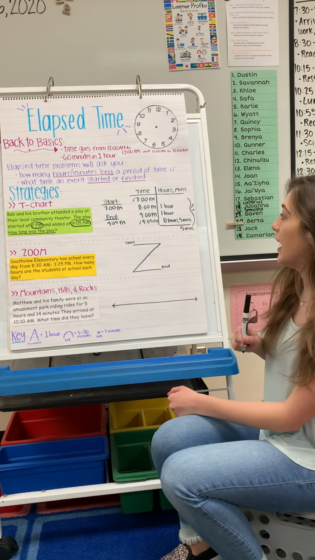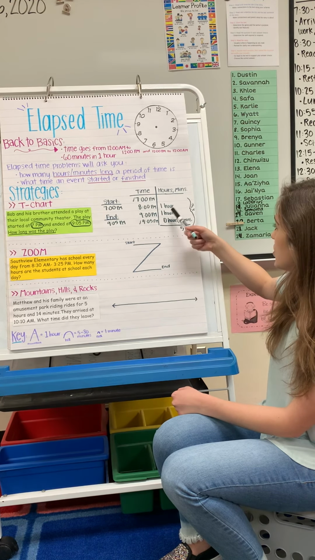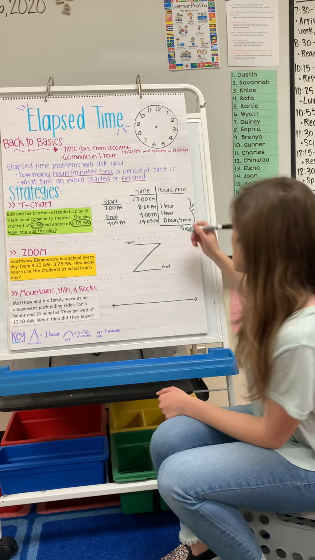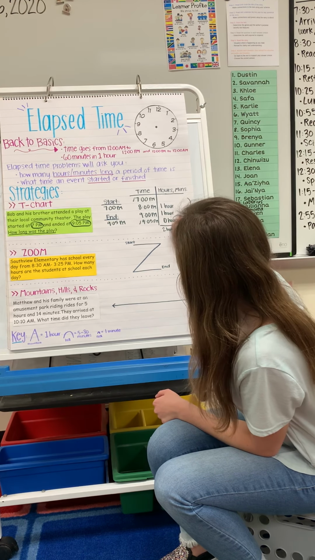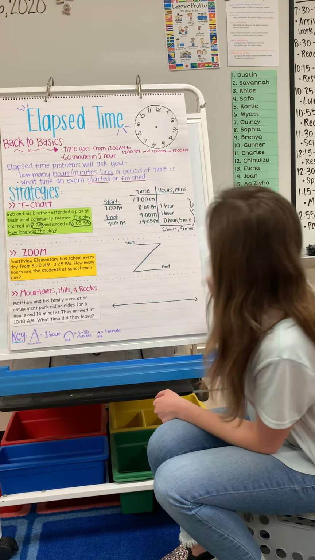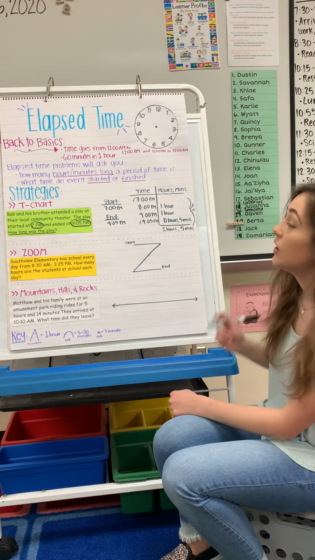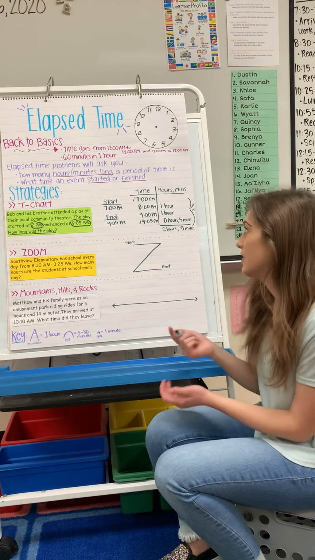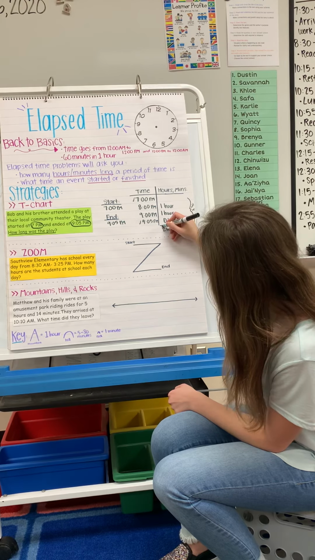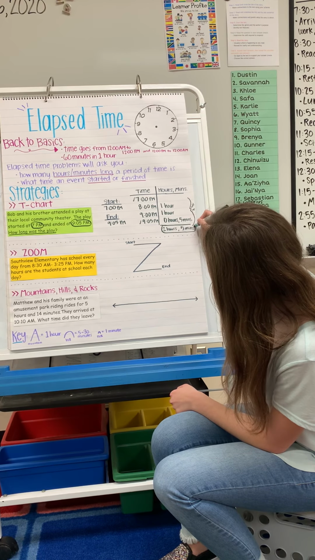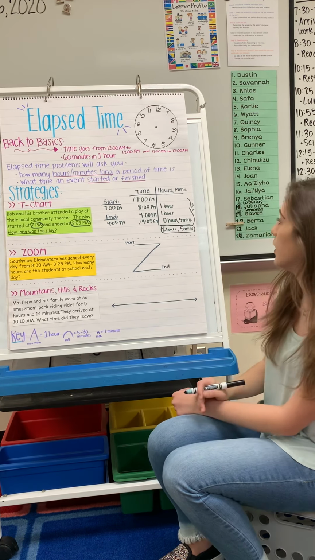So 5 minutes. And then we're going to add our hours. So we have 1 plus 1 plus 0, so really that is 2. So 2 hours and 5 minutes. So that's all you have to do, and that is your answer. So 2 hours and 5 minutes, that is how long the play was.